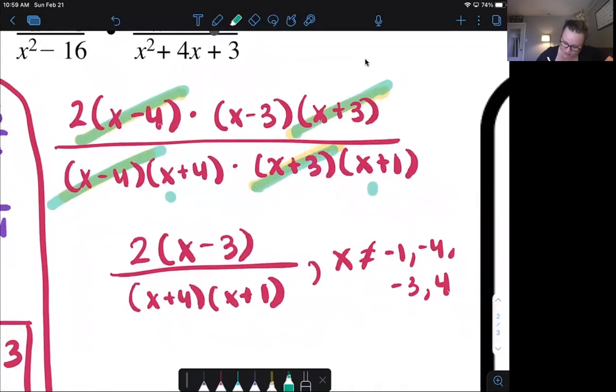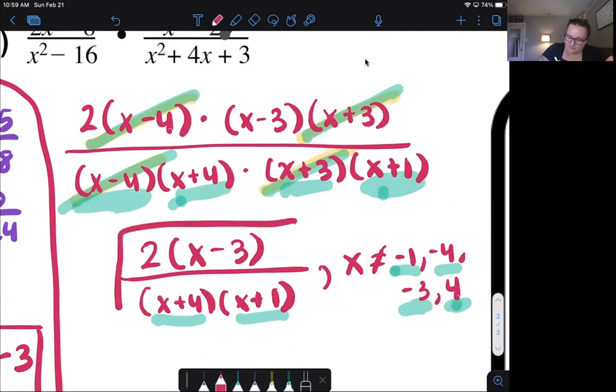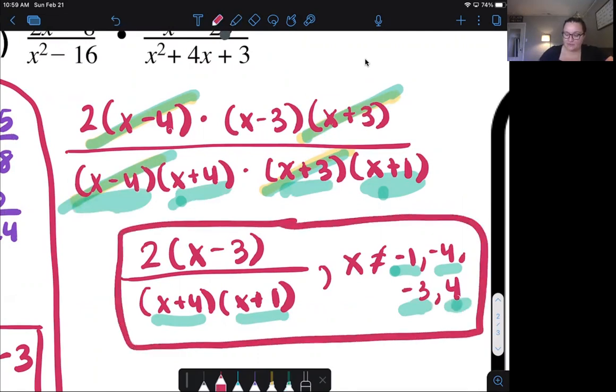So my restrictions are -1, -4, and then we have to look at the original expression. So we already have the -1, but then x plus 3 would also have a restriction on -3, and then x minus 4 would also have a restriction on +4. So my answer is 2 times x minus 3 over x plus 4 times x plus 1, and x can't be -1, -4, -3, and 4.